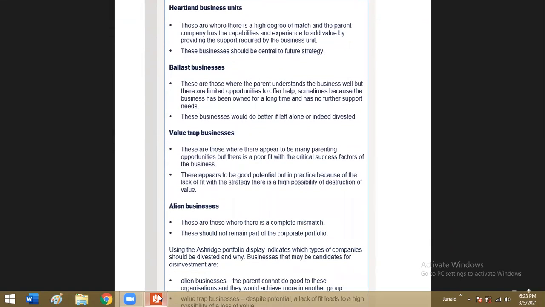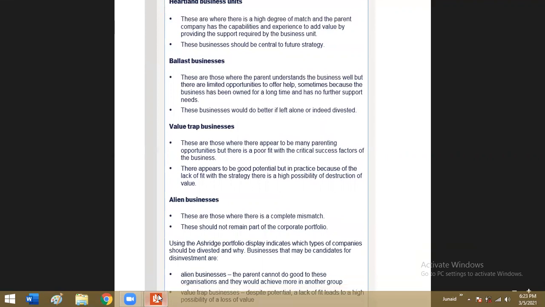Ballast. These are those where the parent understands the business well, but there are limited opportunities to offer. They understand the business, but the opportunities are fewer. Value addition is more, but the opportunities are fewer. So how can you invest? Sometimes the business has been owned for a long time and has no further support needs. You don't need any support from any other company because you have owned it for a long time and now have a good name. These businesses would do rather better if left alone or indeed divested.